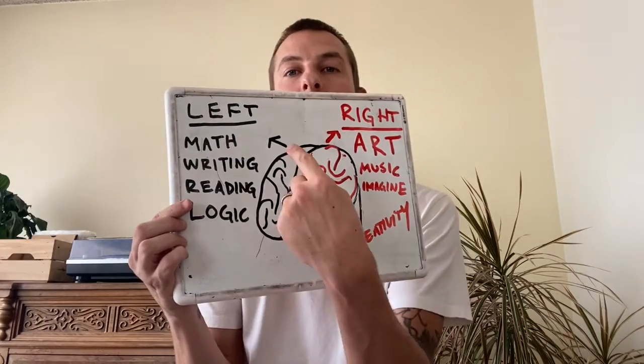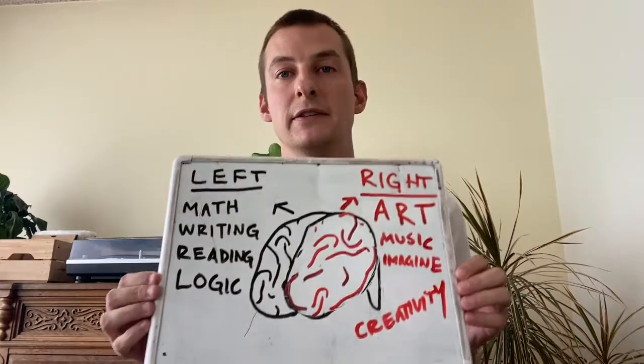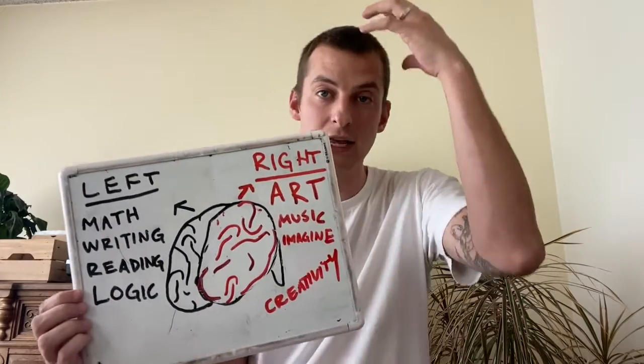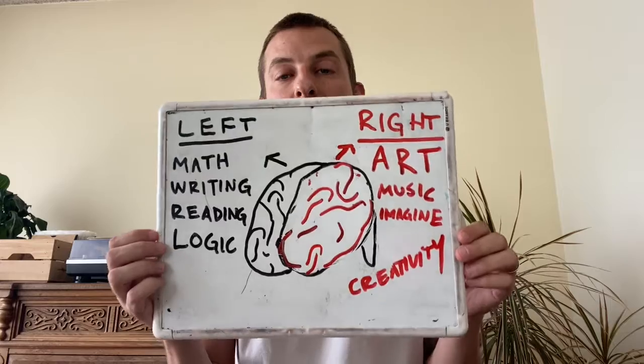Now, some of you may know that our brain is divided right down the middle into two different sections. Those sections of our brain are responsible for different things. Some of you may know that the right-hand side of your brain controls the left-hand side of your body, and the left-hand side of your brain controls the right-hand side of your body. So those of you who are left-handed, you're using the right-hand side of your brain more often. And those of you that are right-handed are using the left-hand side of your brain more often.